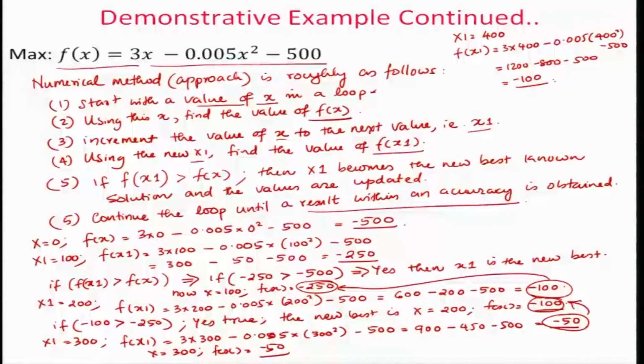Now, you know that at x1 equal to 400, the value has gone down. So, now if minus 100 greater than minus 50, is this true? No, this is not true. So, now we figure out that the best value of x is somewhere between 300 and 400. Now, what you do is, you do a loop between 300 and 400 and try to compute, do this again.